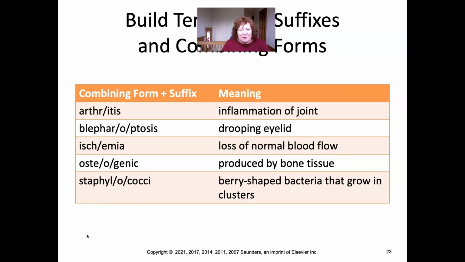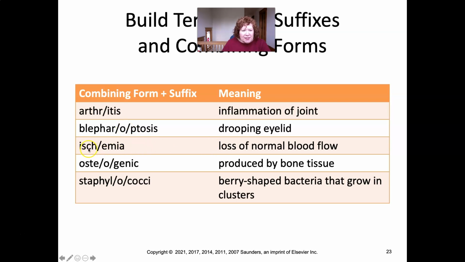So let's take a look at building some terms. You have arthritis. That's the first one here. I'm going to move my mouse. Hopefully you can see this on your screen. Arthritis. Itis is inflammation. Arthr is joint. So this is inflammation of the joint. Blepharoptosis. Ptosis is drooping. Blepharo is eyelid. So you have drooping of the eyelid.